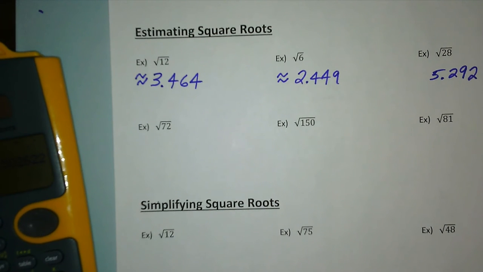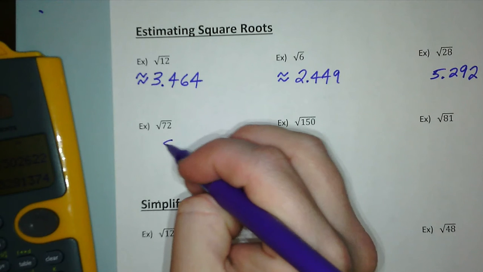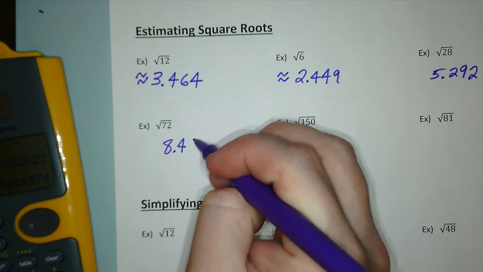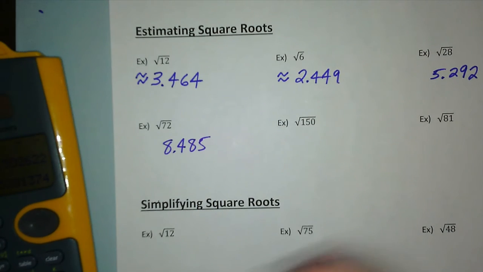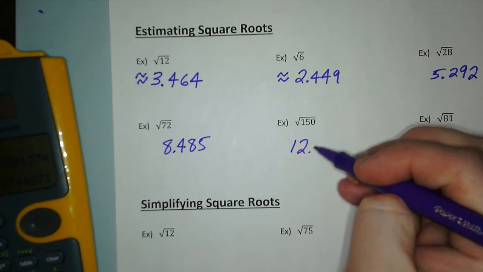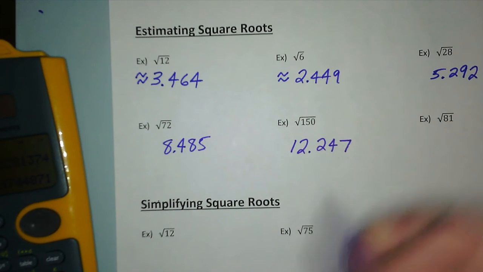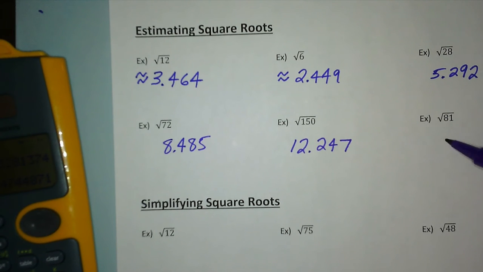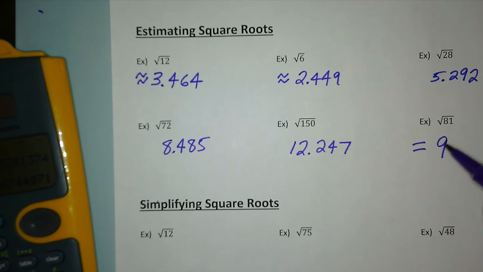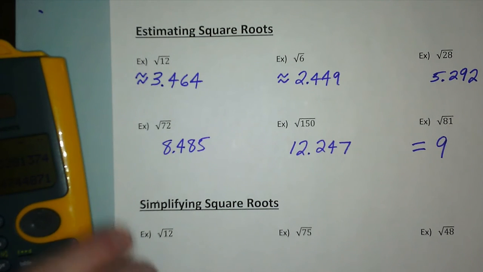So maybe you've unpaused at this point. And I'm getting for this 8.485, at least as an approximation. For the square root of 150, I'm getting 12.247. And the square root of 81, guess what? That's exactly 9. We don't even have to estimate that. It's exactly 9.